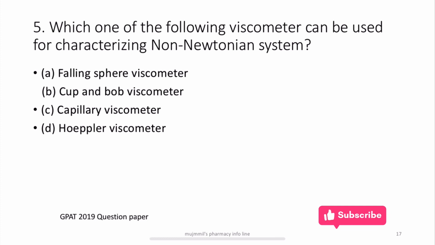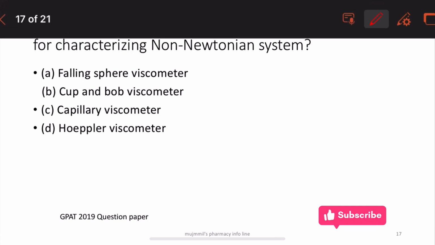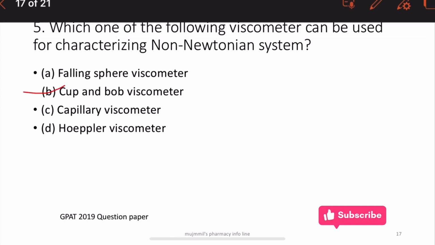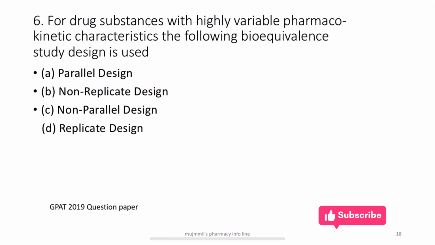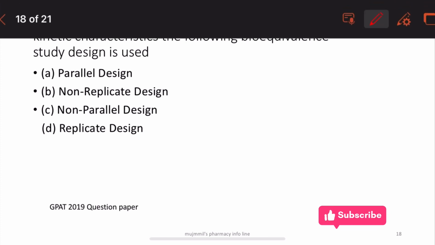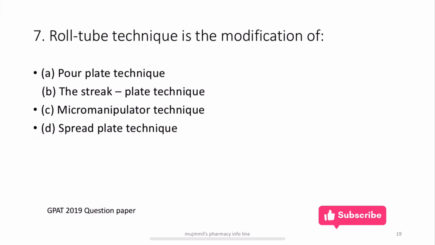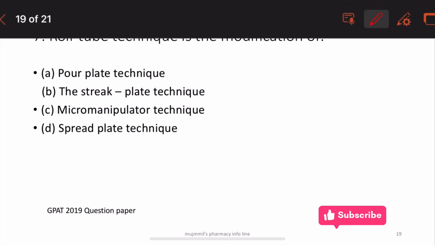Which of the following viscometers can be used for characterizing non-Newtonian systems? The correct answer is option B, cup and bob viscometer. For drug substances with highly variable pharmacokinetic characteristics, the following bioequivalence study design is used. The correct answer is option D, replicate design. Roll tube technique is a modification of. The correct answer is option B, the streak plate technique.